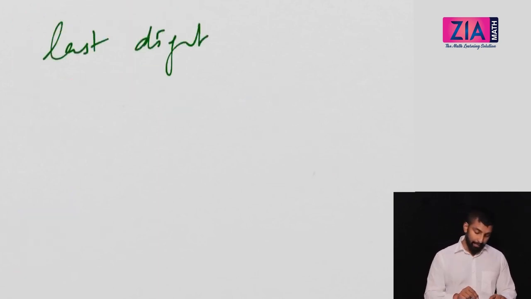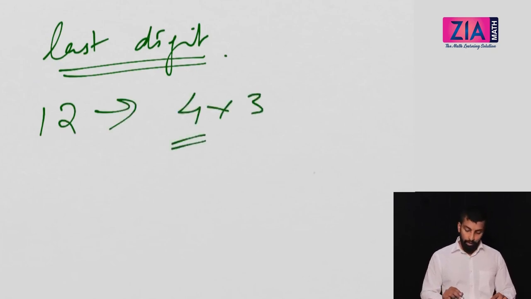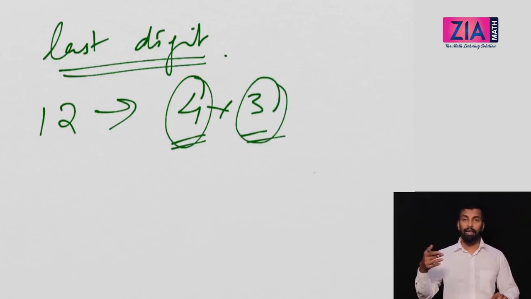Now 10. Everybody knows the last digit must be 0. 12 is actually 4 into 3. You know 4, you know 3. Divisibility of 4 uses the last 2 digits, and 3 uses the sum of digits. Based on that, you can solve 12. 13 and 11 I will discuss in the next session.